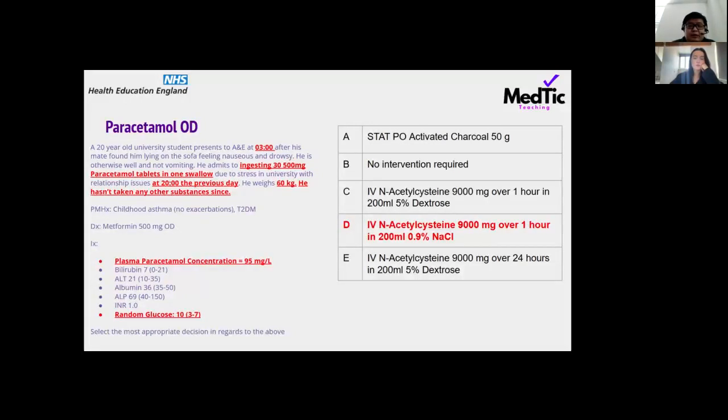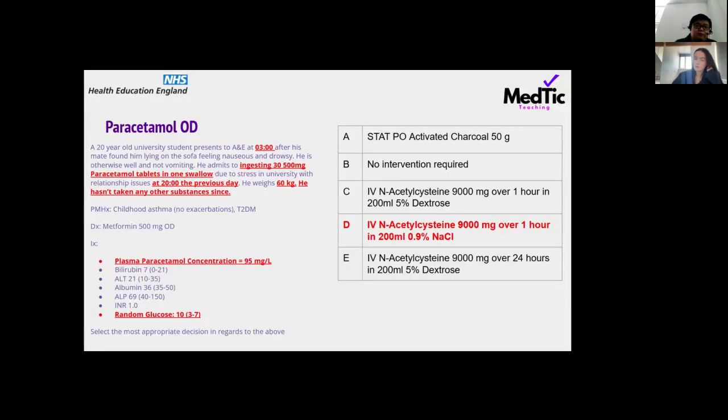Now, this is quite an unfortunate thing that we tend to see in A&E from time to time. And for those of you who have yet to do your ED placements, expect to see this at least once, an example of an overdose of a particular medication. So this 20-year-old university student actually came in at 3 a.m. and they came in because their roommate found them feeling nauseous, drowsy, and just feeling quite unwell. Being a good friend, he helped him to go into the hospital emergency department, where he told us that he ingested about 500 milligrams of paracetamol tablets in one single swallow.